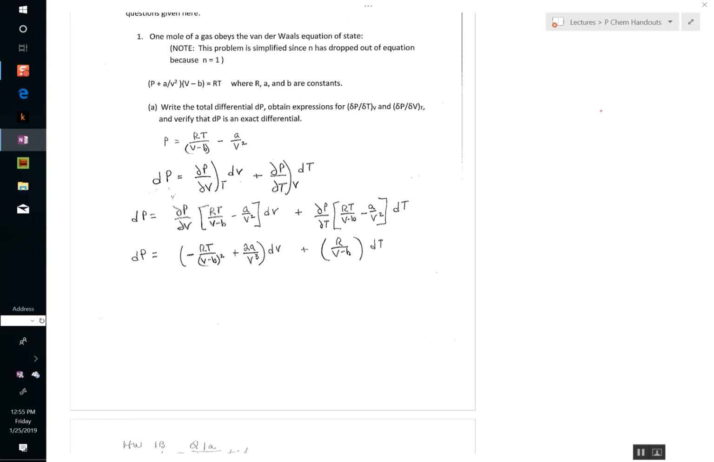And then this one is partial p with respect to T at constant volume, and so that's all a constant, so there's no change here. That goes to 0. dT to dT is 1, so this is just R over v minus b.